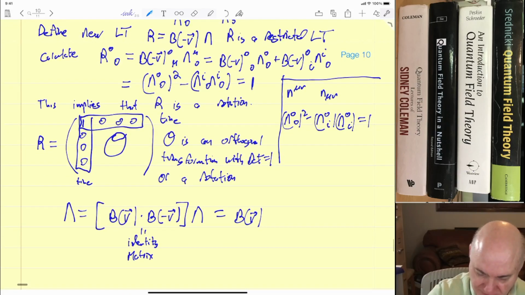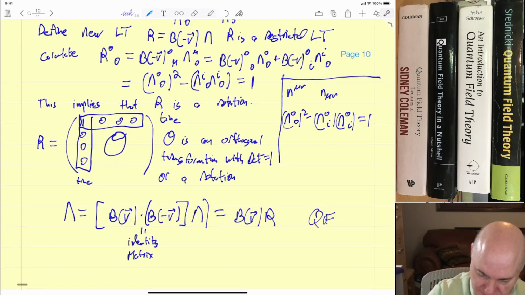Remember, we always have associativity. Whenever we have a group, we always have associativity. So this over here is equal to R. And that's our proof, because B is a boost, and we just showed that R is a rotation.